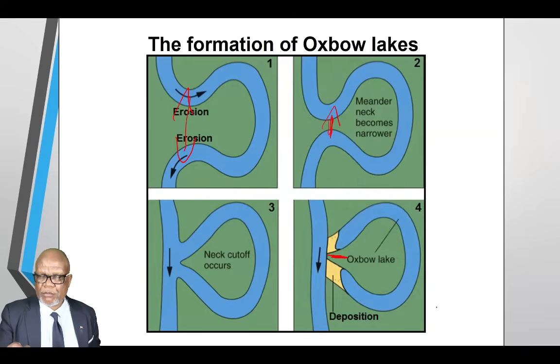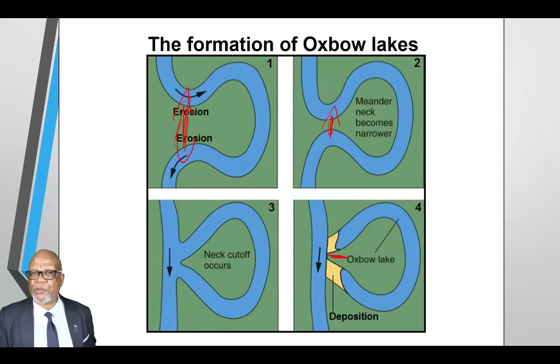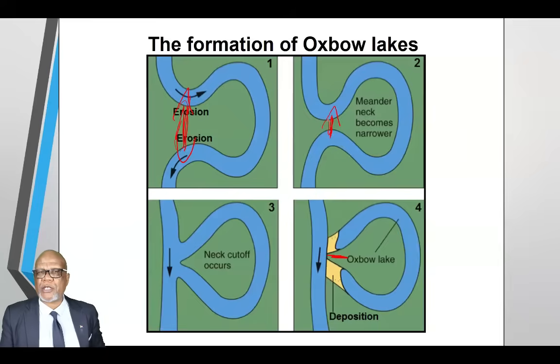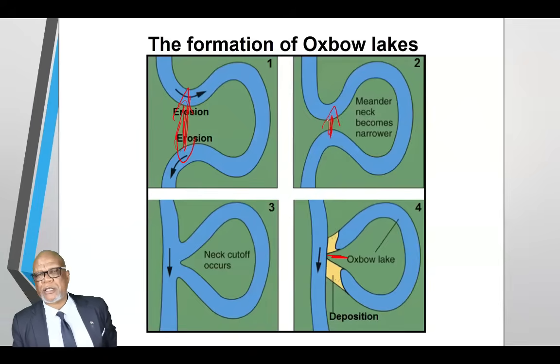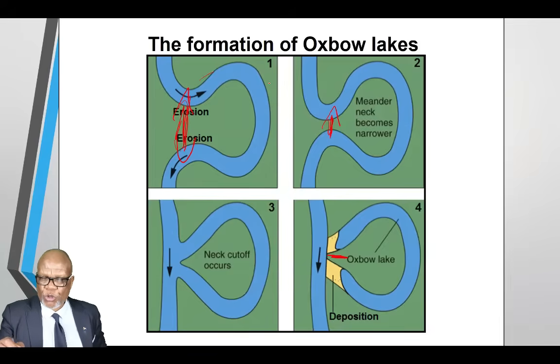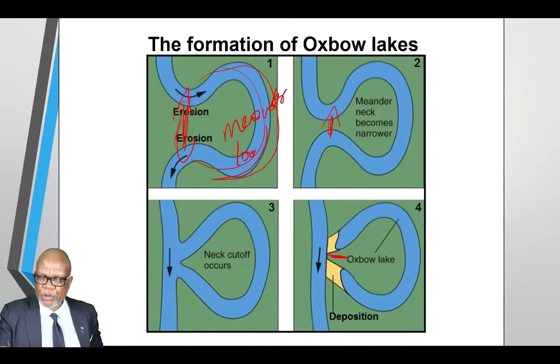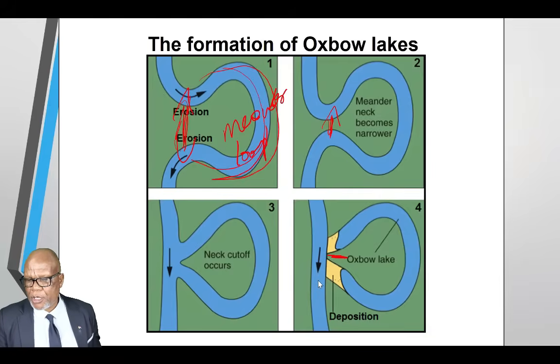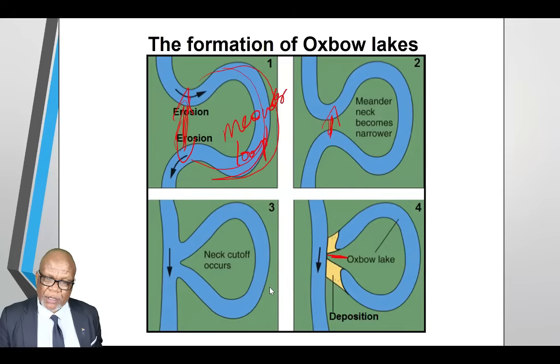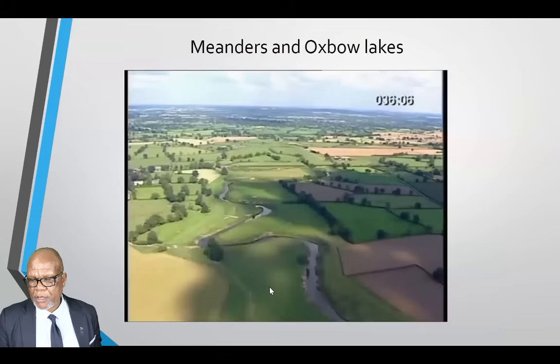The width of the meander neck is what determines how close the river is to cutting its meander loop. This is what we call a meander loop. Once this meander loop has been cut from the mainstream, we call this an Oxbow Lake while it has water. Once the water dries out, then it is called a meander scar.